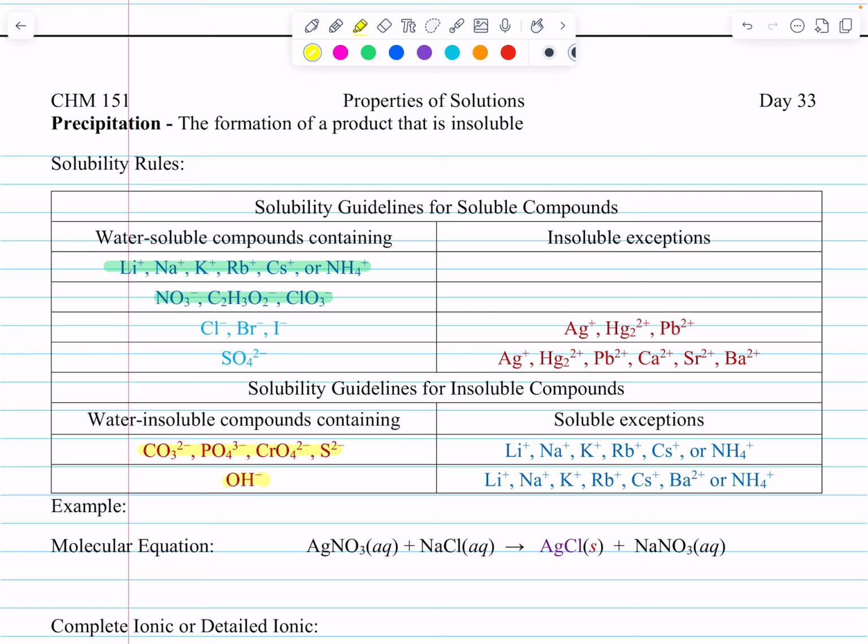All right, so here's an example. We have a molecular equation, and because we don't have any coefficients, go ahead and check to see if it's balanced.